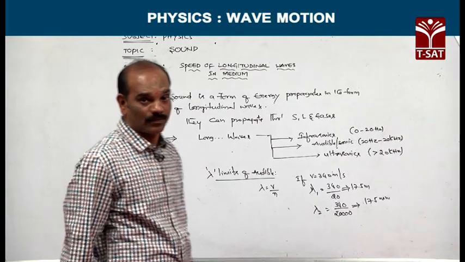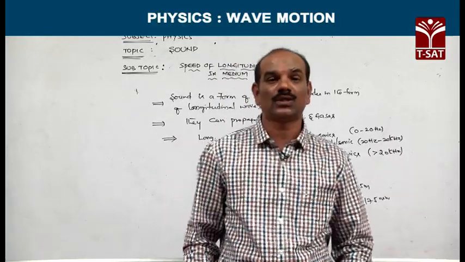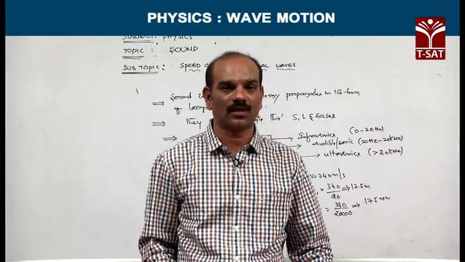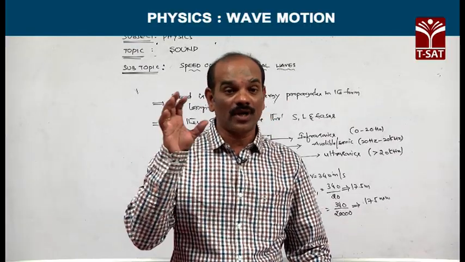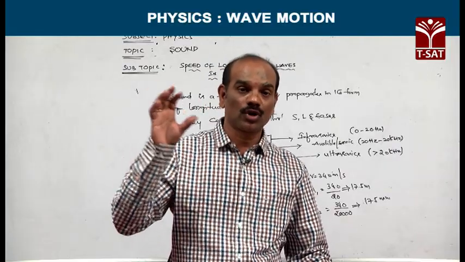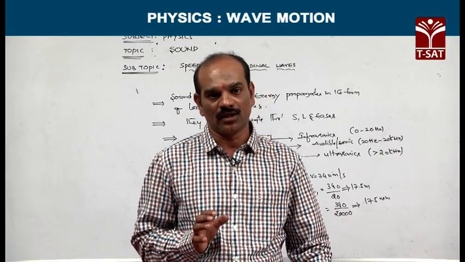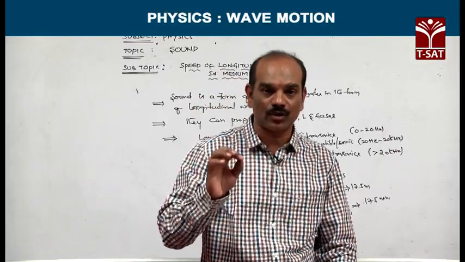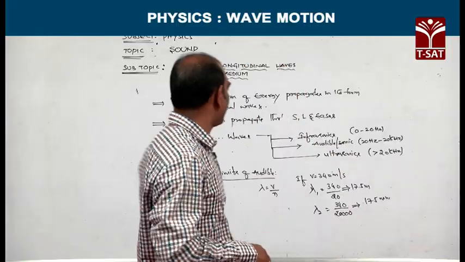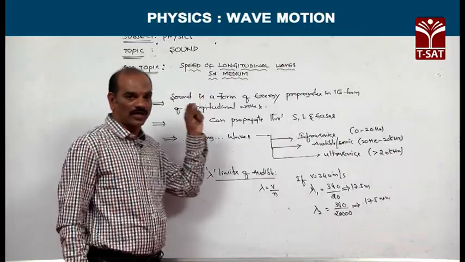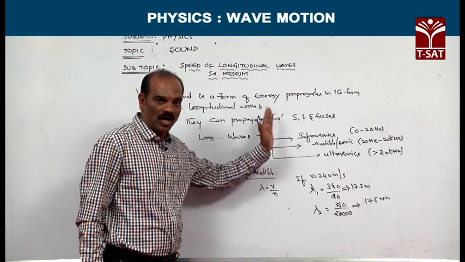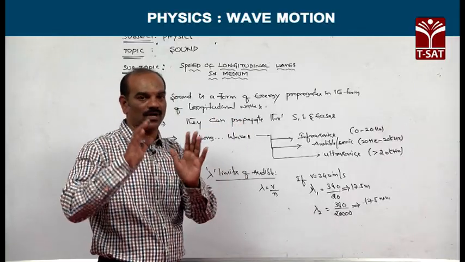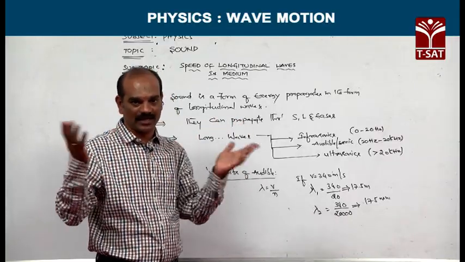Now let us see the concept of sound. What do you mean by sound? How is sound produced? Sound is produced only from vibrating bodies. Sound is a form of energy which is produced only from vibrating bodies, which propagates from one point to another point in the form of longitudinal mechanical waves. These longitudinal waves can propagate through solids, liquids and gases. I explained earlier the clear concept of longitudinal waves, their properties, etc.